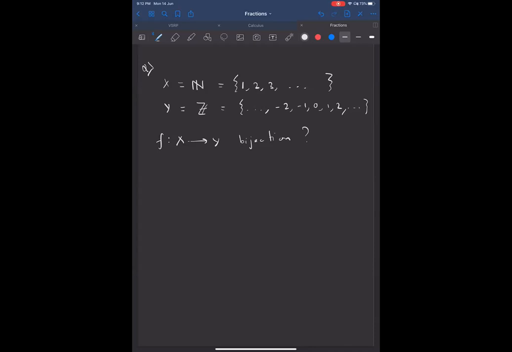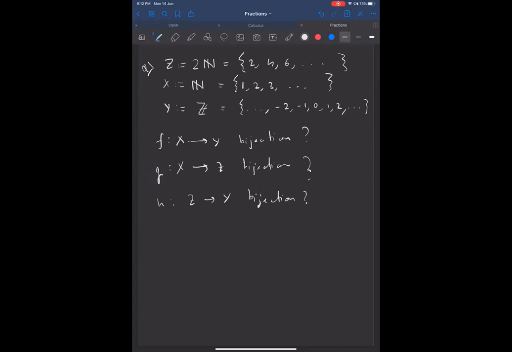Let me introduce another set then. Let's call it 2N, and let me write it as 2, 4, 6, and so on, the even numbers. So that's another set I'm defining, that is Z. Now again, the question is, can you find a bijection G from X to Z? And then again, can we find a bijection H from Z to Y, or Y to Z?